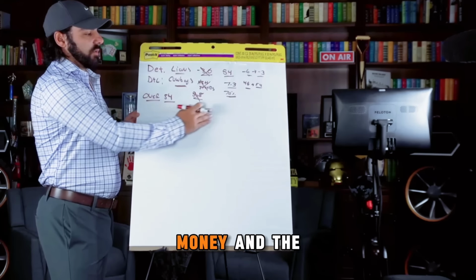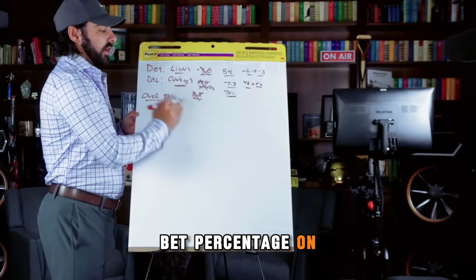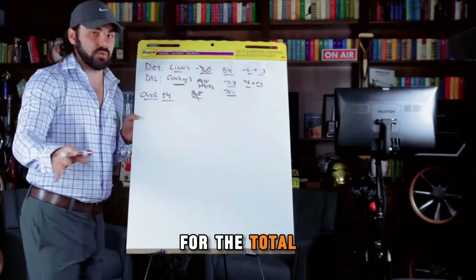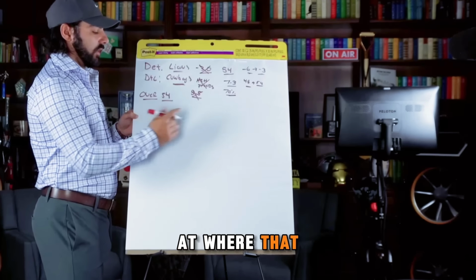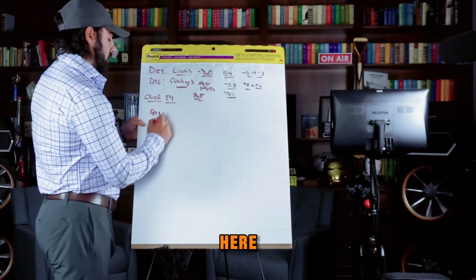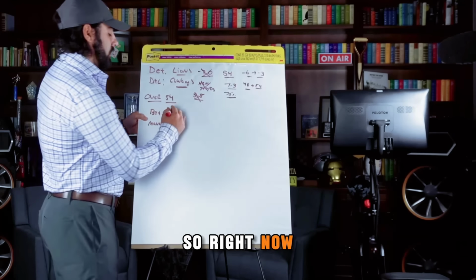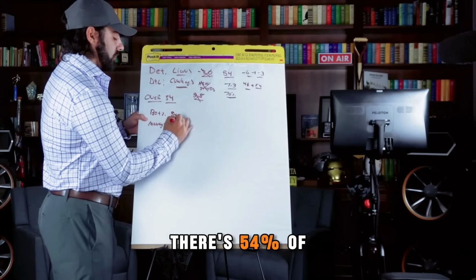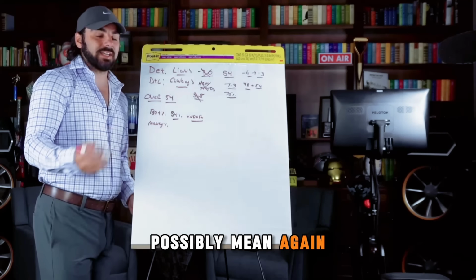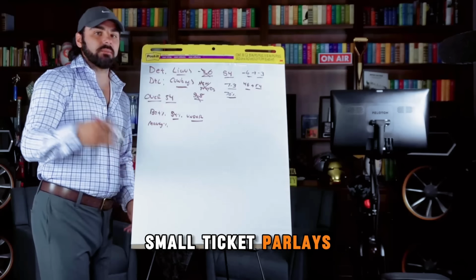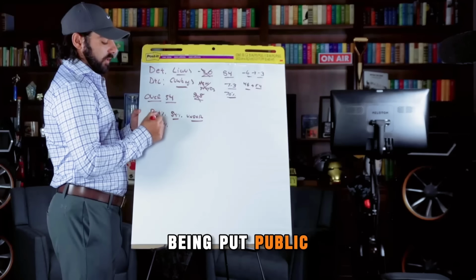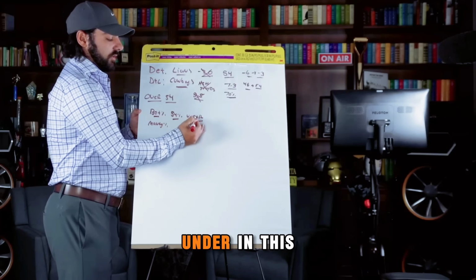Now we've established that the trends are there and the line movement's there. Let's take a look at the money and the bet percentage and how it's fluctuating, because this line moved pretty hefty for the total. So we'll put the bet percentage here and the money percentage here. Right now, 54% of the bets are coming in on the under. This could possibly mean a lot of small ticket parlays and smaller single bets being put in on the under, public-wise, in this matchup.